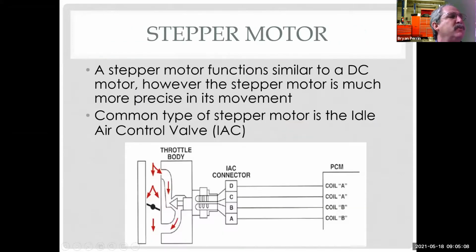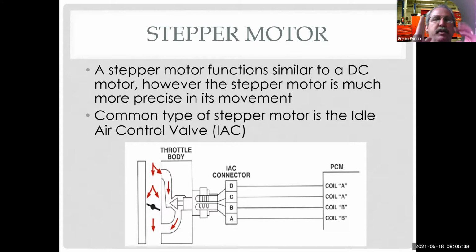Another type of motor is a stepper motor. These are similar to a DC motor. However, the stepper motor is much more precise. About the only place we really use these is the idle air control motor before the early 2000s when we went to drive-by-wire, 2003 to 2005. And these literally walk their way out and walk their way back in. And many times we'll see the display in counts.